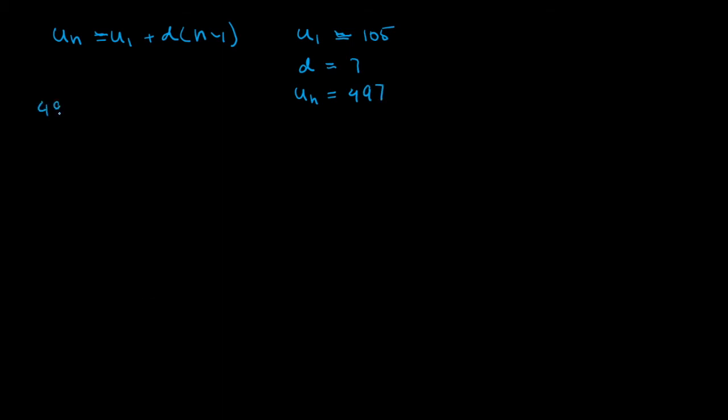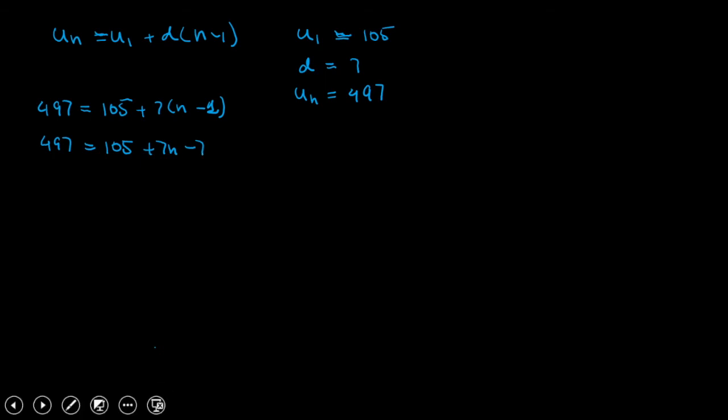So 497 is equal to u1, which is 105, plus 7 times (n minus 1). So 497 is 105 plus 7n minus 7. And if we simplify this, we get n is equal to 57, right? n is equal to 57.